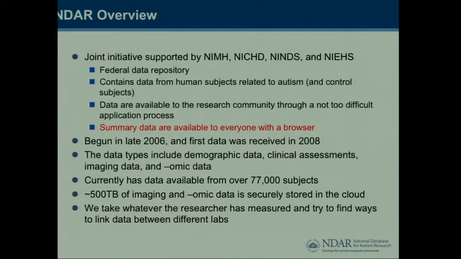The data infrastructure was started in around 2008. Getting data into an infrastructure like this is very similar to filling a swimming pool with a garden hose. It takes a long time before there's enough water in the pool to do anything useful. I think over the past 18 months or so, we've gotten to that point where there are enough data in the database to do some real science. I say that because at this point, we do have over 77,000 subjects. We're holding over 500 terabytes of genomics and imaging data, image broadly defined, in the Amazon cloud.